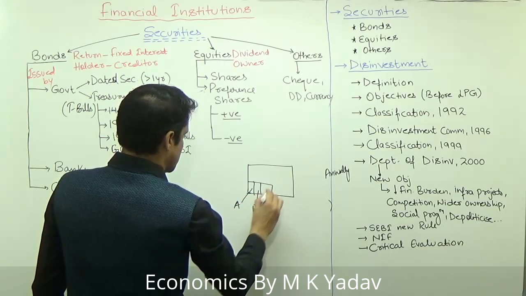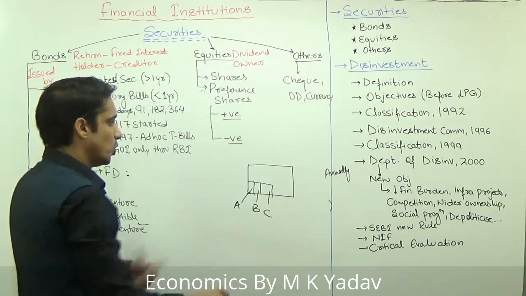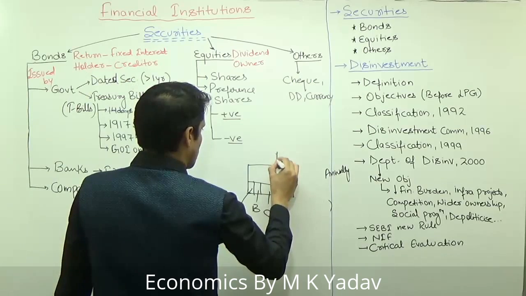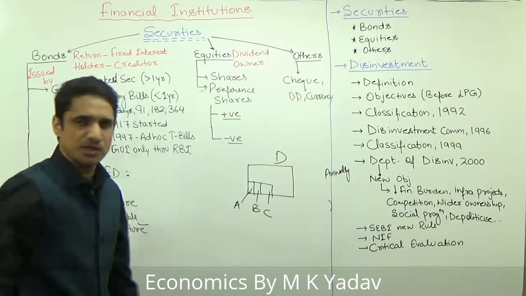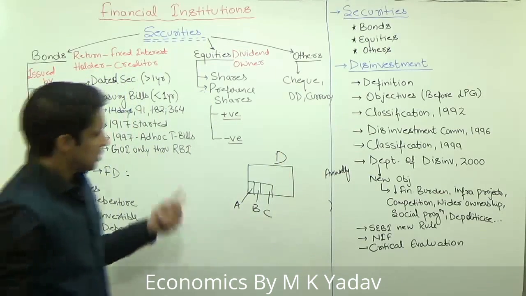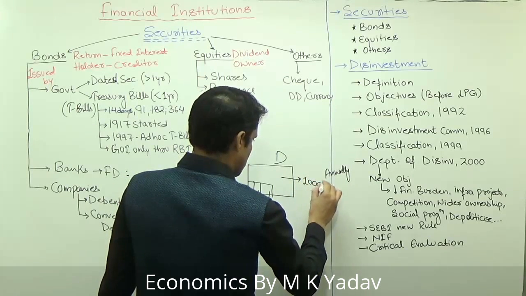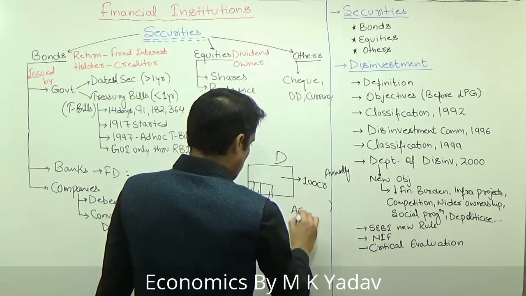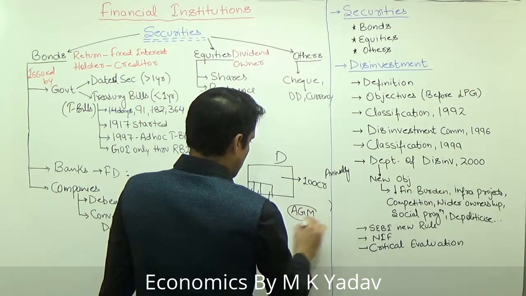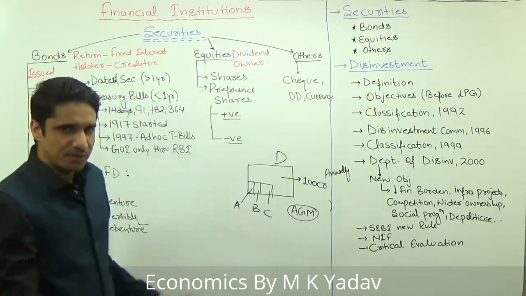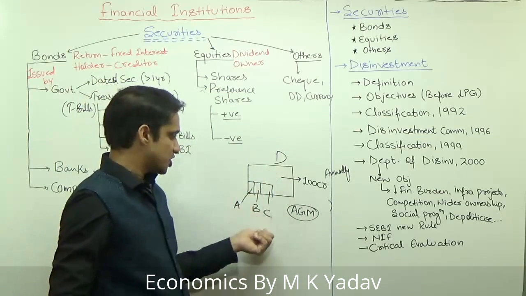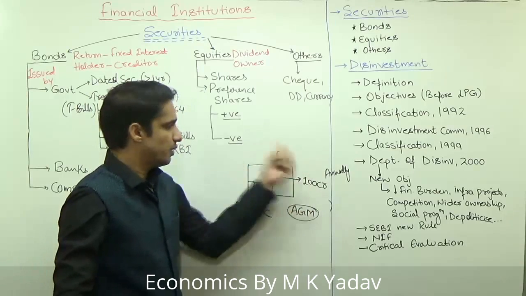It is like A, B and C, they are the three shareholders and we have promoter D. So D is also having some shares. Now suppose this company is in a profit of 100 crore rupees. So there is something known as annual general meeting. Every year the listed companies have to call their shareholders and a meeting will be done.